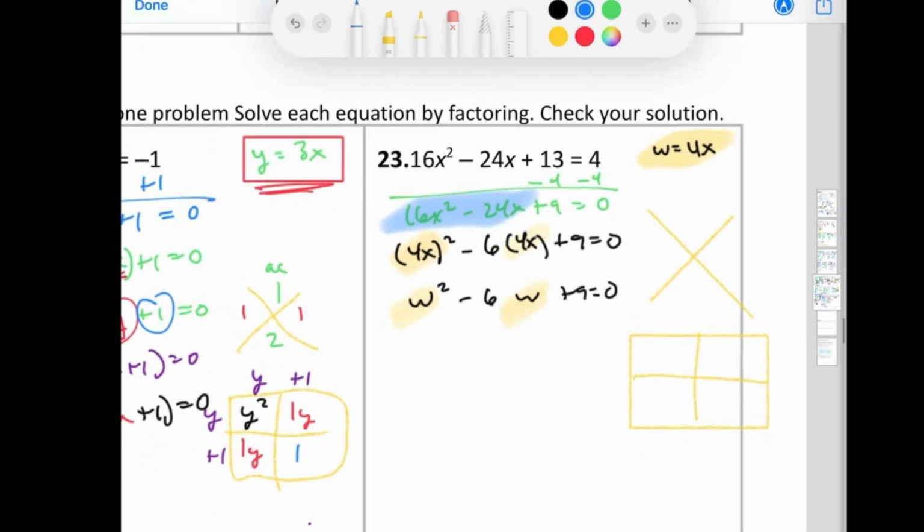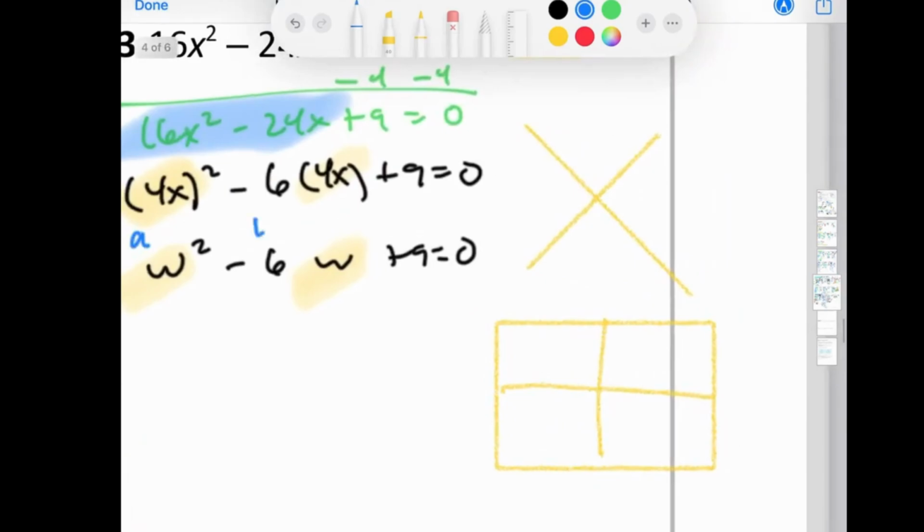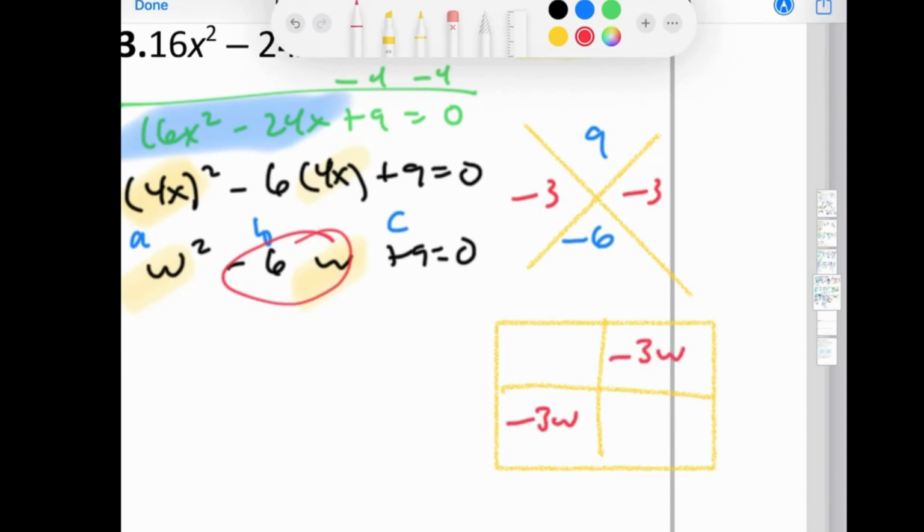So A times C is 9, B is negative 6, negative 3, negative 3. What are we splitting here? Okay, A is 1, that always goes here. That one always goes here. So greatest common factor, W, negative 3, W, negative 3.